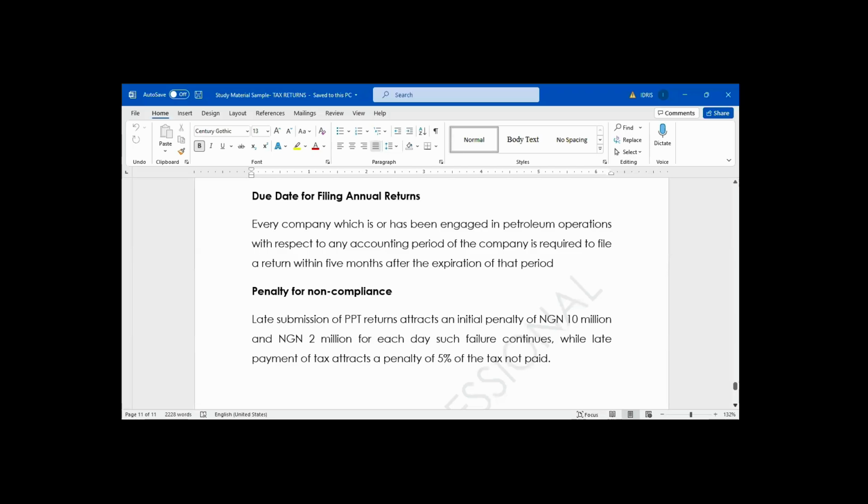Do we understand? Yes, sir. So that is what we need to know on tax return. So do we have any question on this?